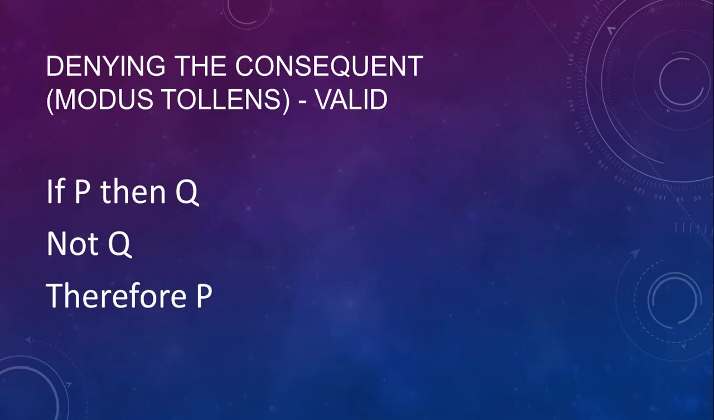Right. Here's another valid argument form. If P then Q, not Q, therefore not P. Modus tollens, or denying the consequent. So recall that I just said moments ago, this is the antecedent, this is the consequent. So you say if P then Q, and then you say not Q. So Q is false. Therefore, if this sentence is true, then it must be the case that not P. Of course it should be not P.